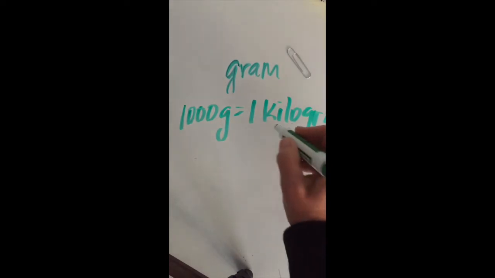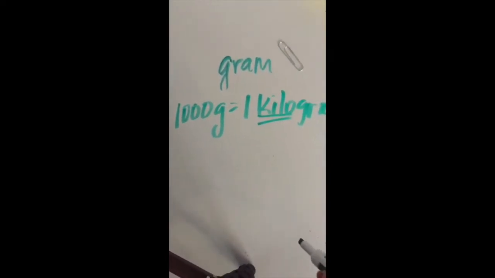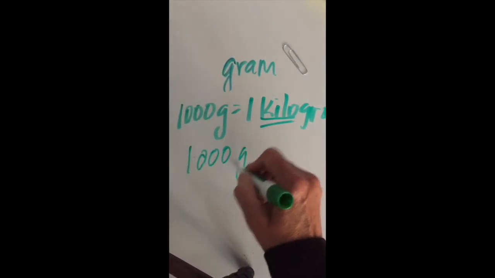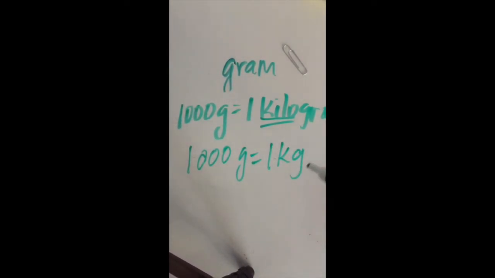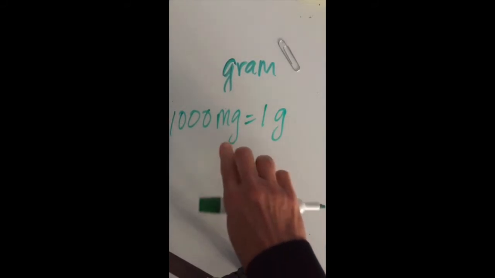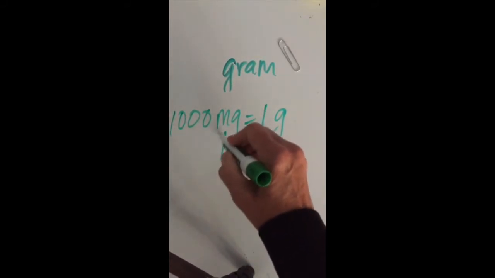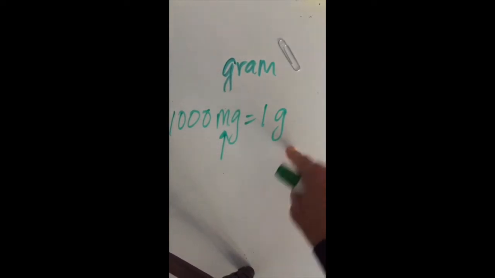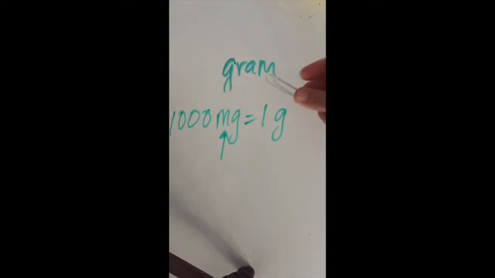And the prefix here is kilo, K-I-L-O, and it means 1,000. So 1,000 grams is equal to 1 kilogram. We just use a K to indicate kilo. So another conversion we are interested in today is milligrams. Milligrams is indicated with an M in front of grams, and it takes 1,000 milligrams to equal 1 gram. So just imagine if this were 1,000 milligrams, a milligram is a very, very tiny unit of measure.